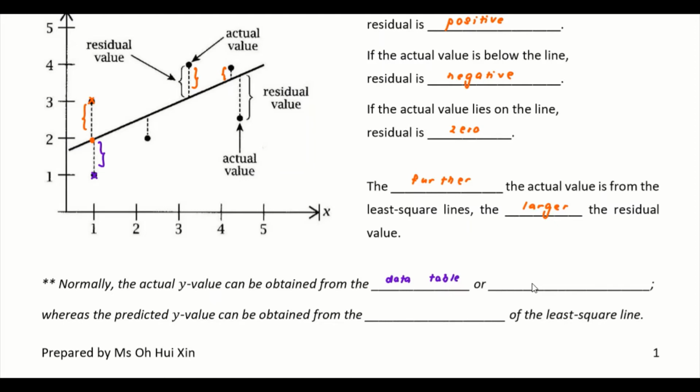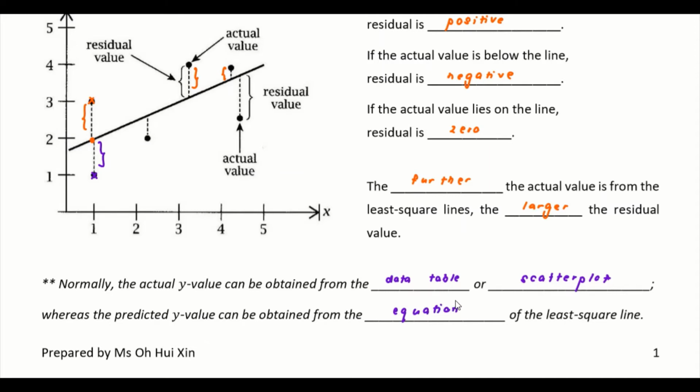The other one is by using the scatter plot. This is quite rare, but basically you can get it like how we did it just now. By looking at this coordinate, I know that when the EV is 1, the RV is 1, so the actual Y value is 1. How do we get the predicted Y value? Your predicted Y value is basically the point on this regression equation, right? It's the same thing as how you do prediction, so we get it by substitution into the equation of the least square line.